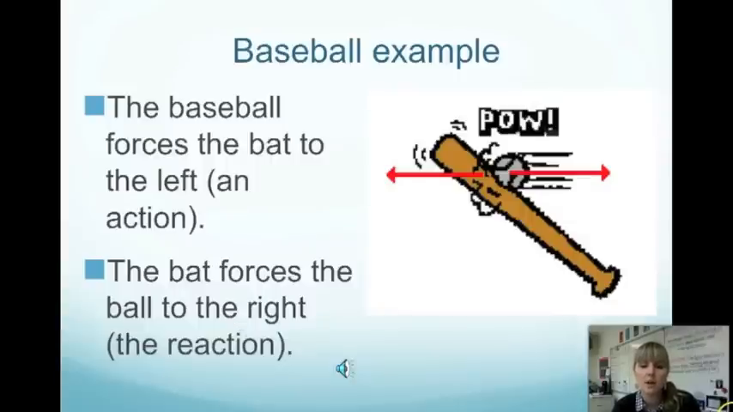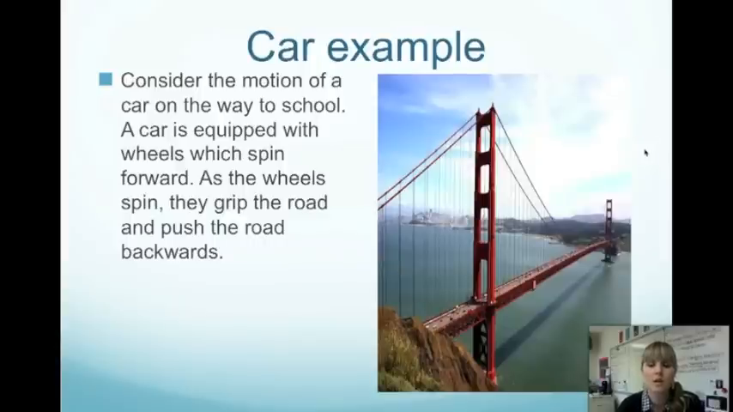We also have a baseball example. So you have a baseball that forces the bat to the left here, which is the action. The reaction is the bat forcing the ball then to the right. If you have a car example, you can think of the motion of a car on the way to school. The car has wheels that spin forward, and as the wheels spin, they grip the road and then push the road backwards, which propels the car forward, enabling it to move.